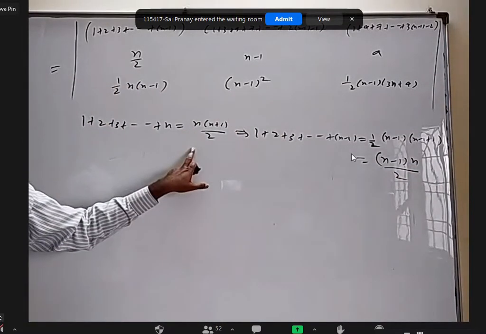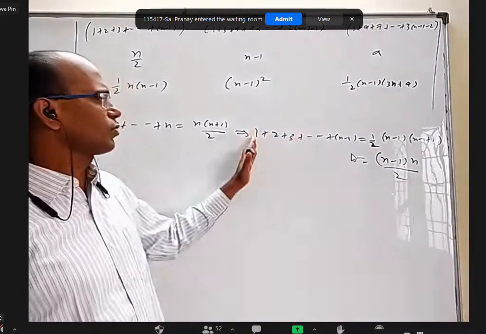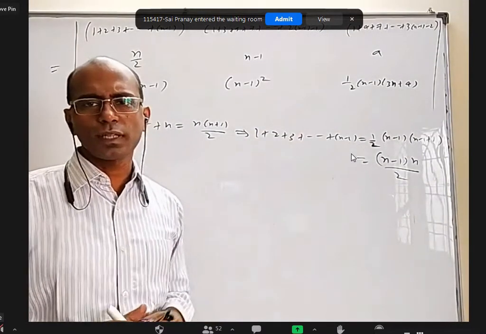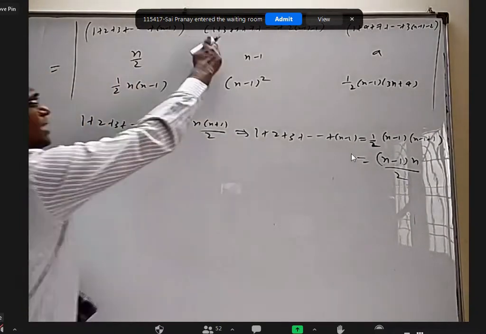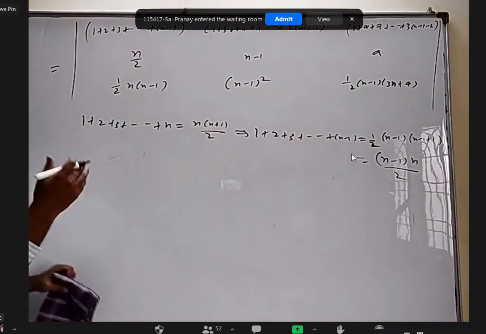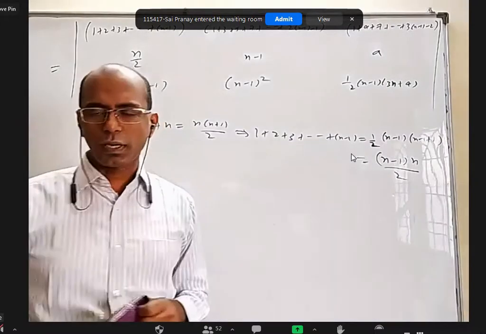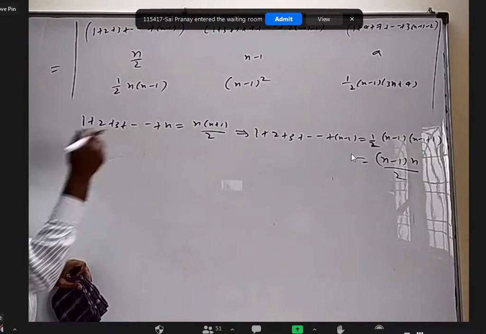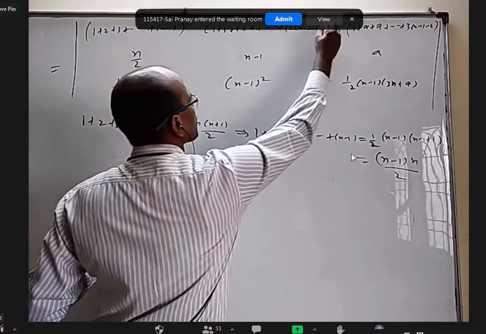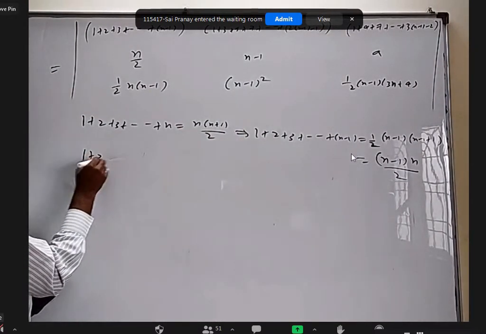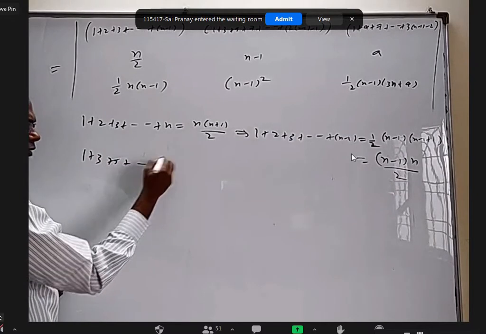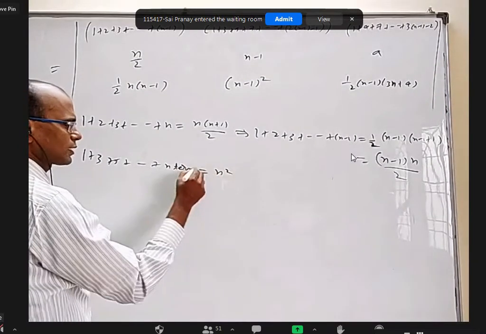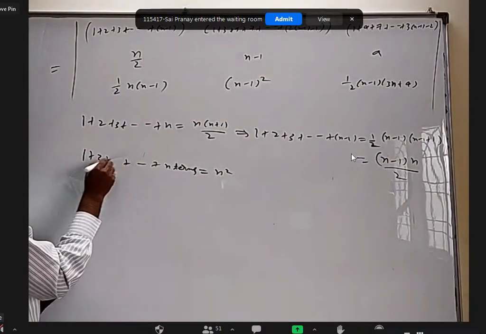Even if you don't know this formula, still this is an arithmetic progression with first term 1 and common difference 1. You can use n by 2 into 2a plus n minus 1 into d. Second one, I think I told you sum of first n odd natural numbers is n square, right? Yes, sir. Okay. Based on that, you can do it, or you can also take it as an AP. 1 plus 3 plus 5 so on up to n terms is equal to n square. Sum of first n odd natural numbers.